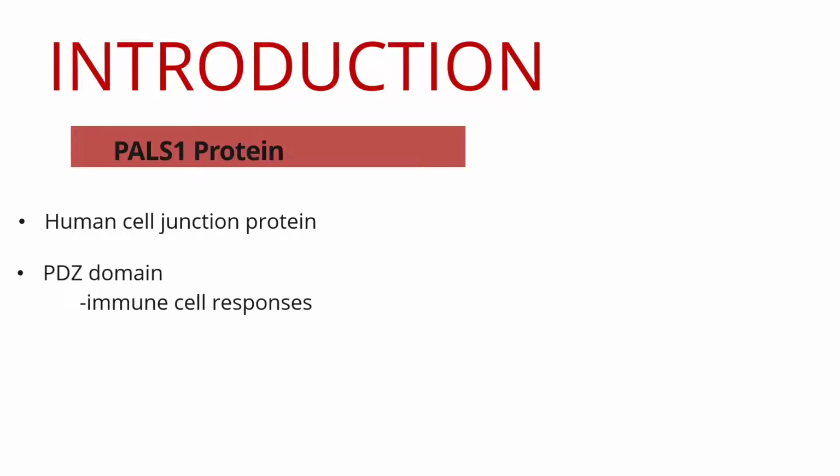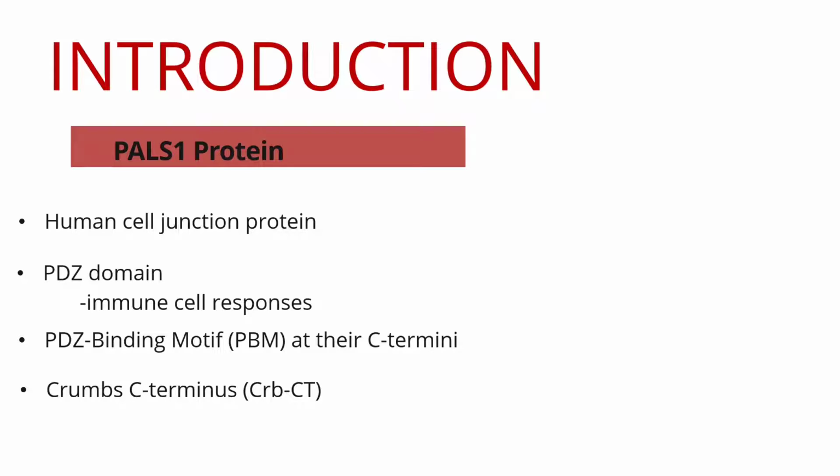That is why the PDZ binding motif or the PBM at the C-termini of the coronaviruses, just like SARS-CoV-1 and SARS-CoV-2, have the ability to hijack the human proteins, potentiating their virulence. However, in normal circumstances, the CRB1 C-terminus or the CRB-CT is the one that is actually binding with this PDZ.